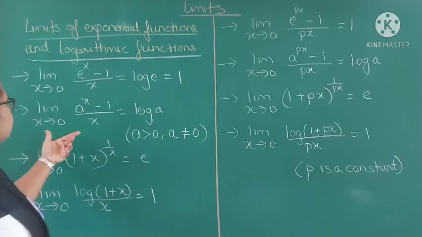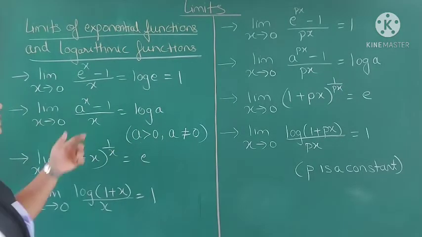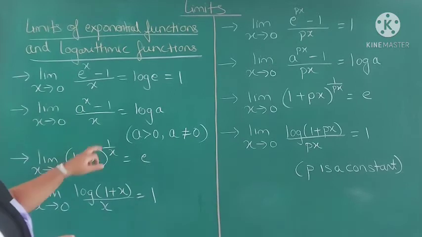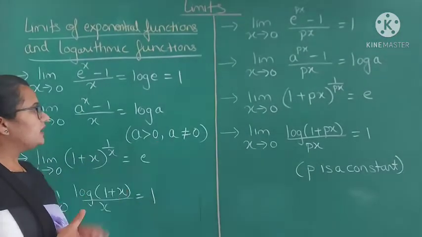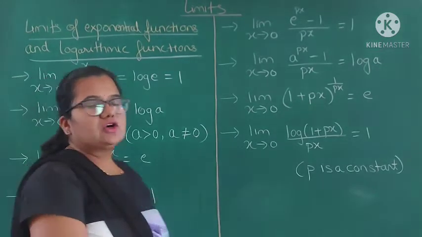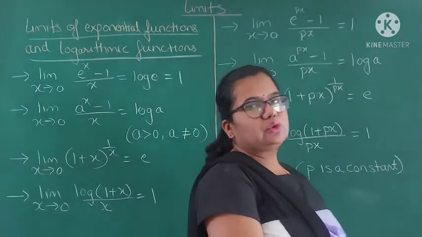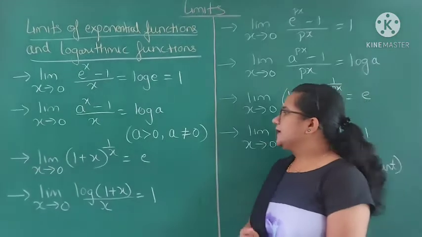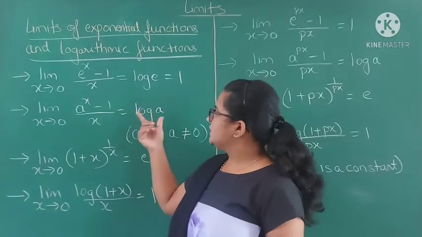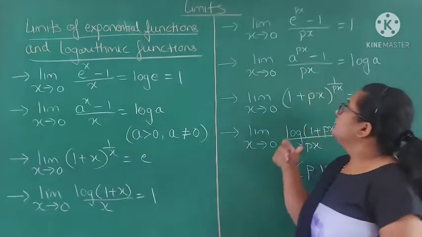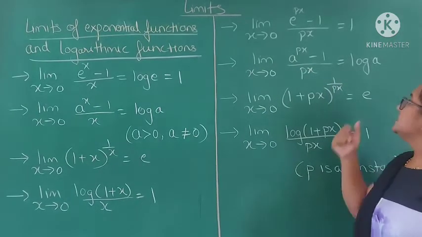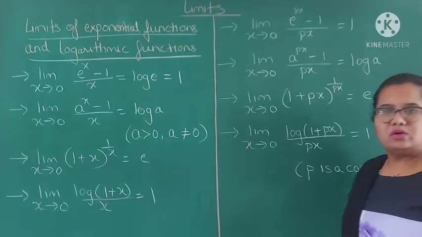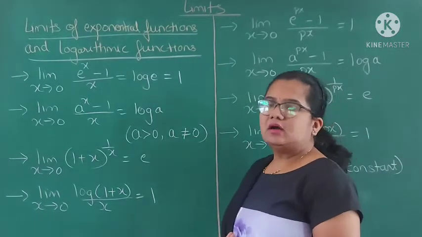Now let us see the next formula. Limit as x tends to 0, a raised to x minus 1 upon x, it is equal to log a. Here they have given that a should be greater than 0 because we define logarithmic functions only to positive real numbers, right? So this value is equal to log a. Now if you have a raised to px minus 1 upon px, still the answer will be equal to log a. Again p is a constant.